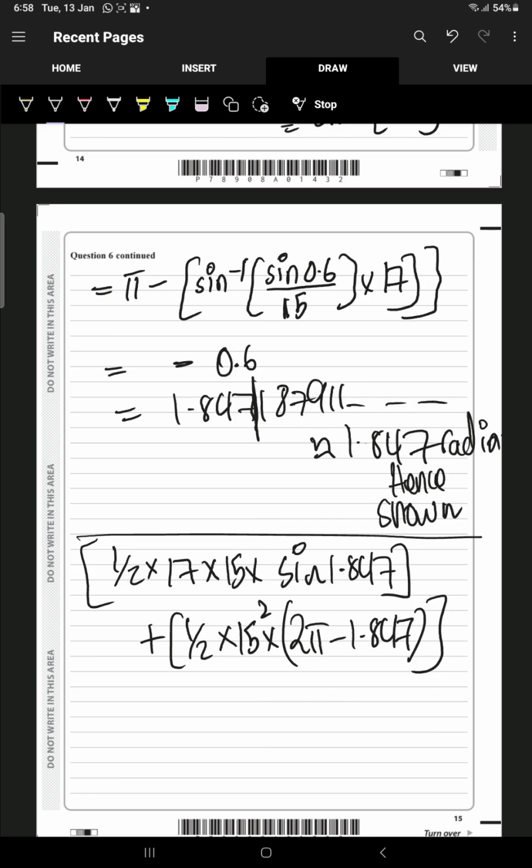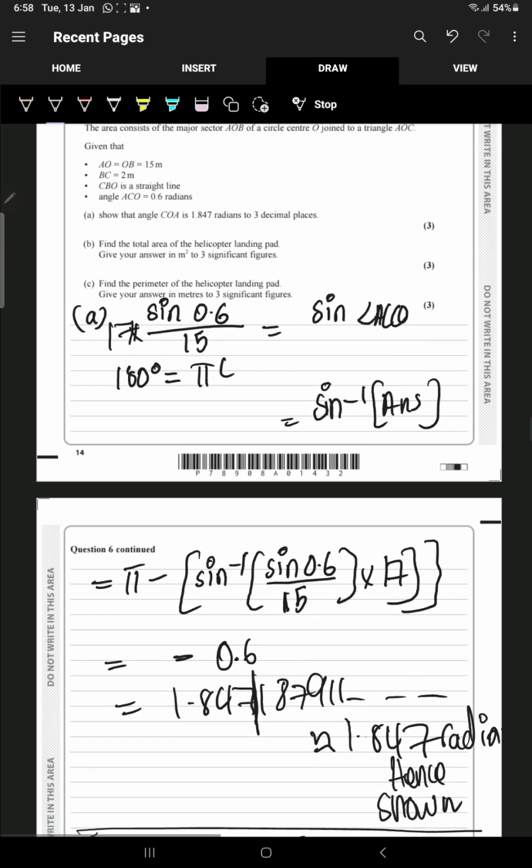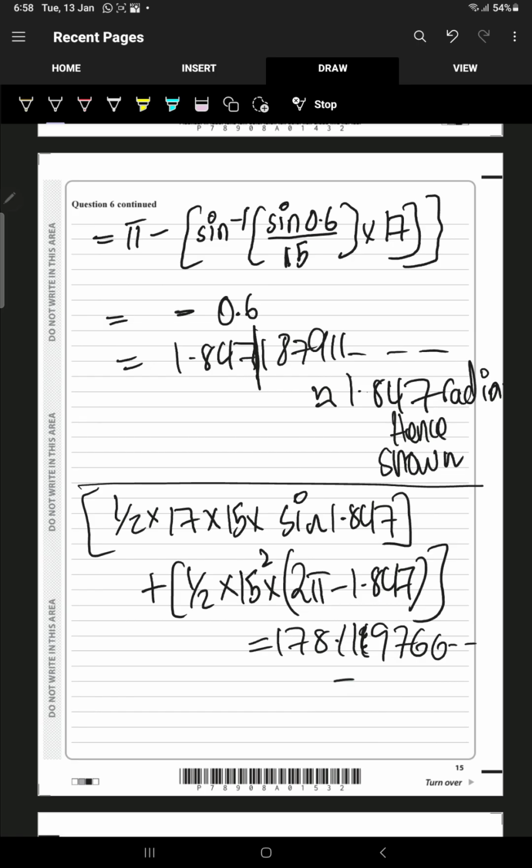All right, so half times 5 squared times 2 pi minus 1.847, right? Sorry, yeah, this is going to give us 178.119766. Okay, so we need three significant figures. Well, if it is three significant figures, we have our answer: 178 meters squared.